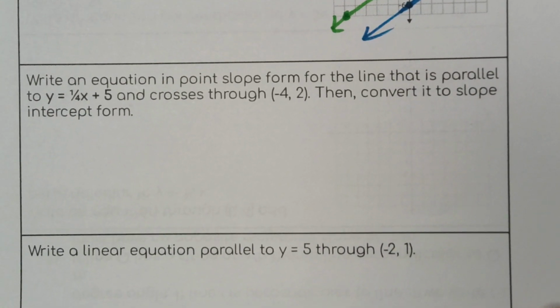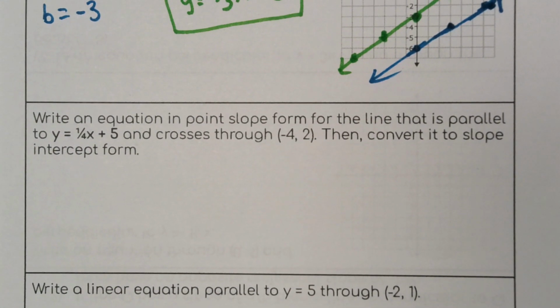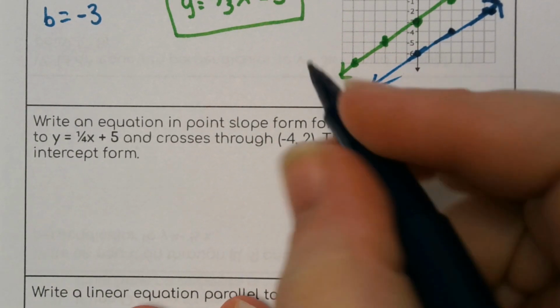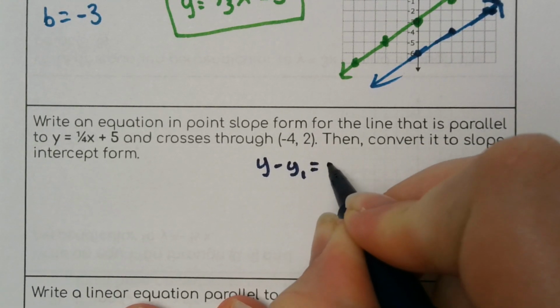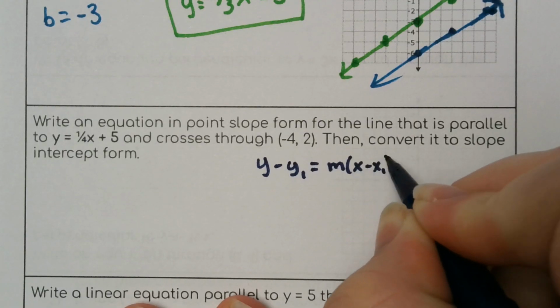So this time we want to write an equation in point slope form. Okay, I'm going to write down our point slope form from yesterday. That's y minus y1 equals m times x minus x1.